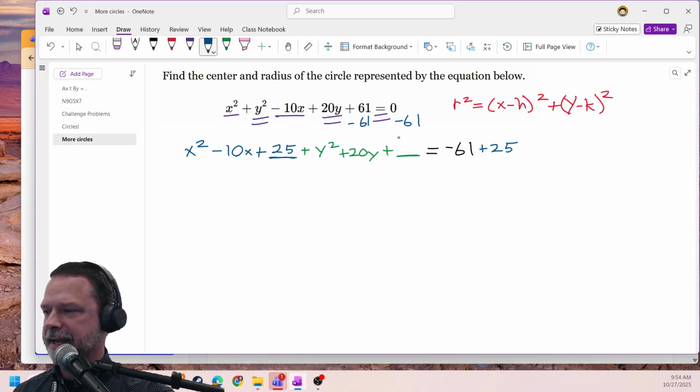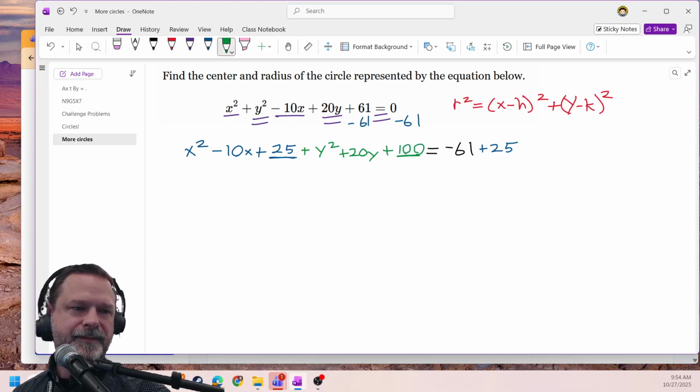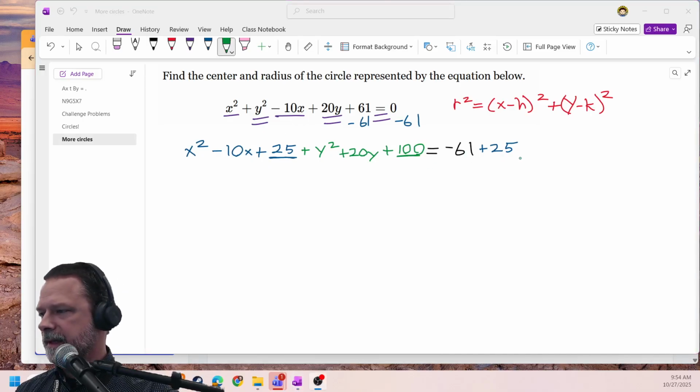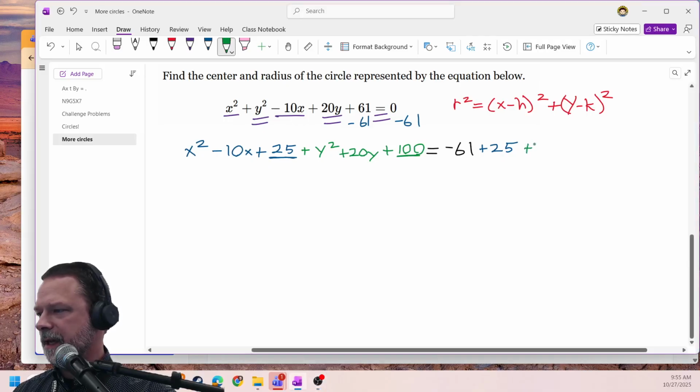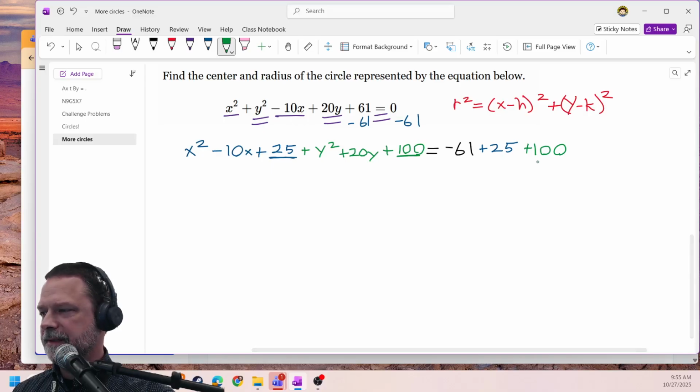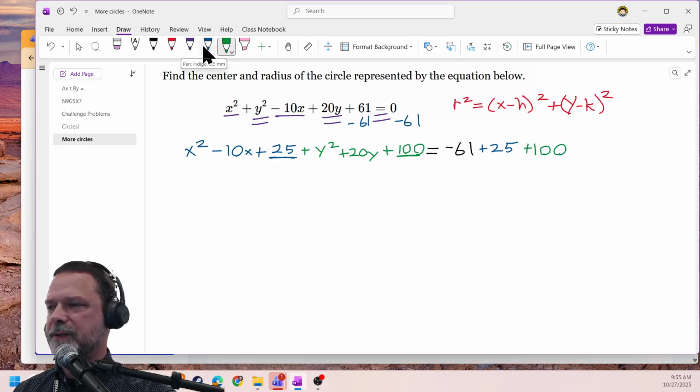Same thing over here. Half of 20 is 10. 10 squared is 100. Oops, I want to do a green over here. So I'm going to add 100. Whatever I do to one side, I have to do to the other. All right, so there we go. And now we can simplify, complete the square. We have all the information we need. Now we have everything.